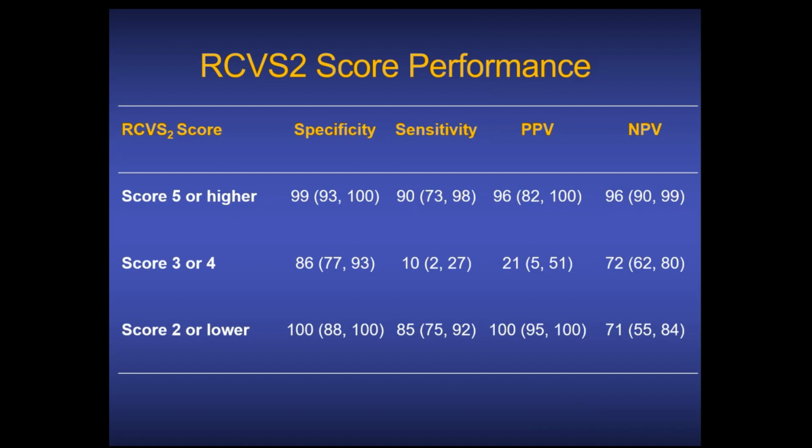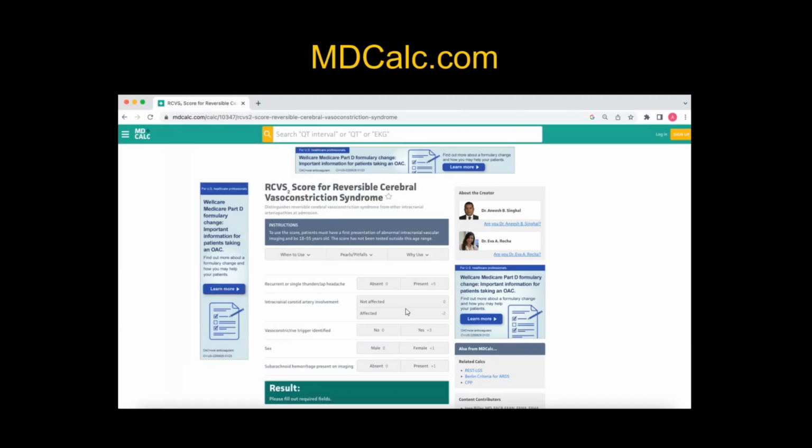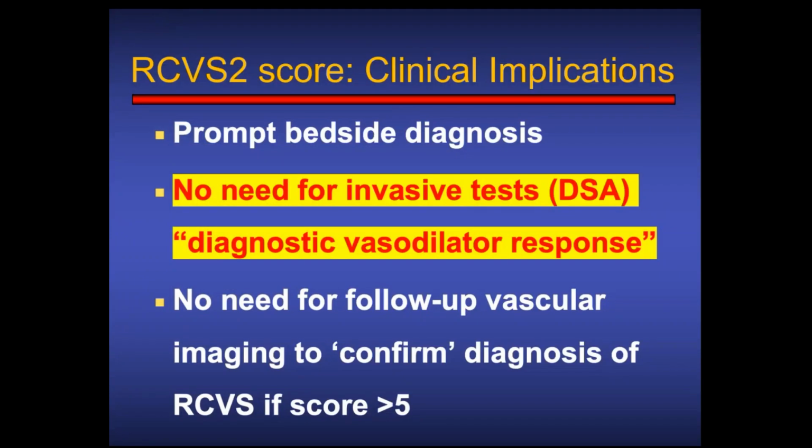I've tested it for the past 8, 9 years since publication. And because I'm so confident, I made it available on mdcalc.com, which is a website I hope you're familiar with. And here you can simply compute the score. It gives you the result and the next steps. This score, I believe, has practical implications in the sense you can make a prompt diagnosis without waiting for the angiographic reversal and clinical improvement to say, oh, this is RCVS. You can make one up front in the ED.